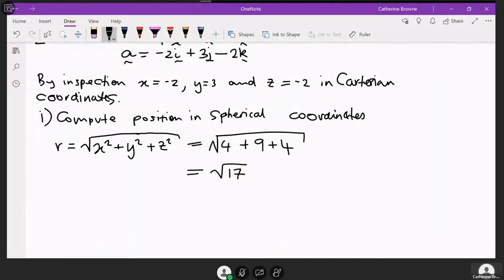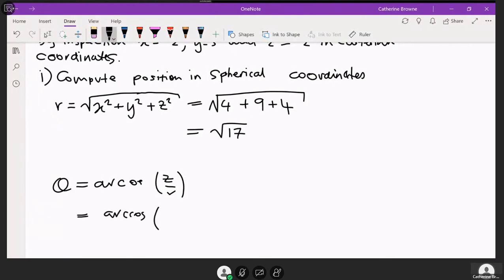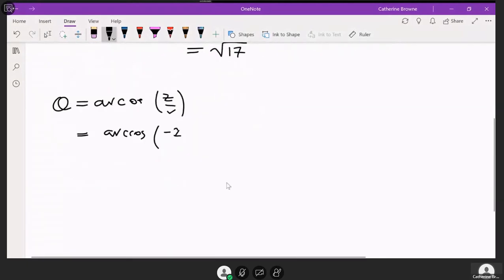And then to find the angle, we've got theta this time, so we have arccos of z on r. So that's going to be, z is minus 2, and r we just found was root 17.